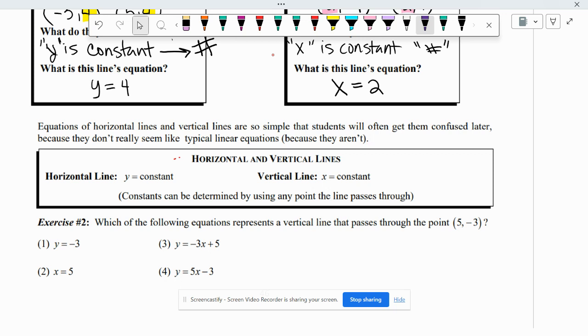So, if I look at this ordered pair, I know that my vertical line is going to be x equals a number. So what is the only number that x could be? Yeah, x equals 5. Because that's the x coordinate from the ordered pair. Okay. X equals 5.